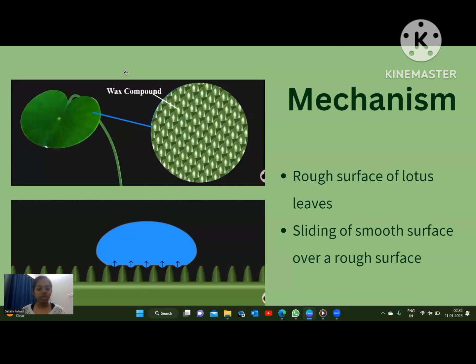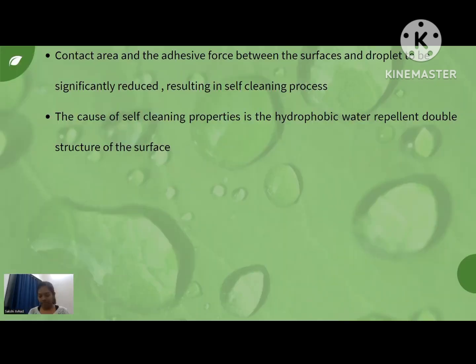Sliding of a smooth surface over a rough surface. In the case of the lotus effect, we see the sliding of a smooth surface over a rough surface. Here, the leaf acts as a rough surface and the water droplet acts as a smooth surface. So we are moving towards the next slide.